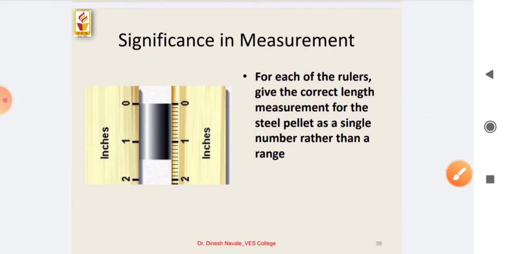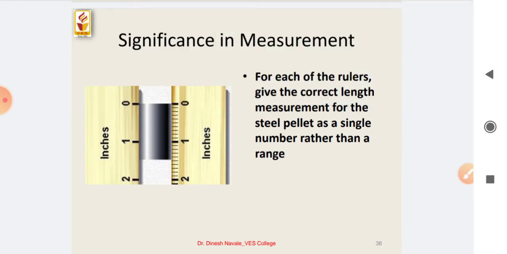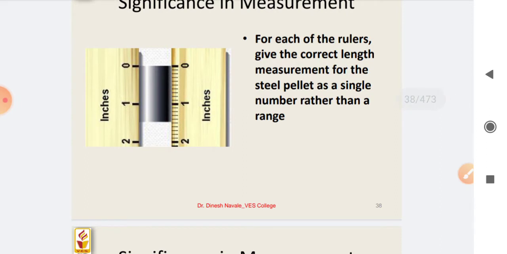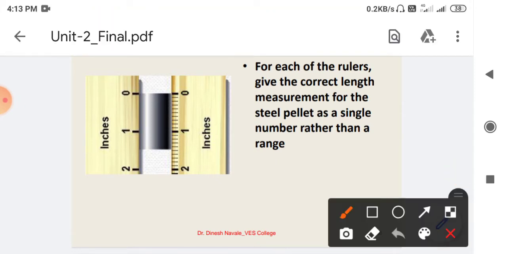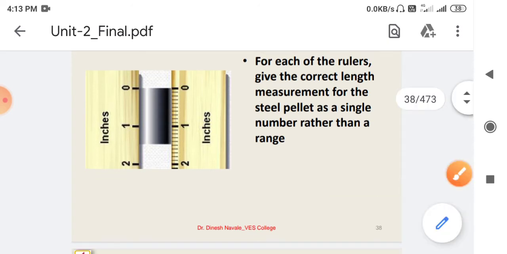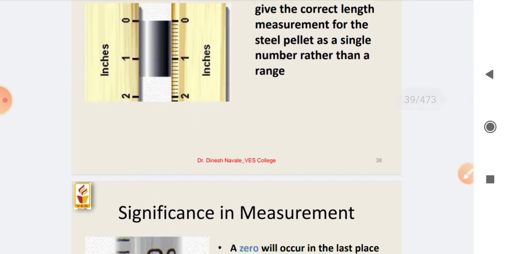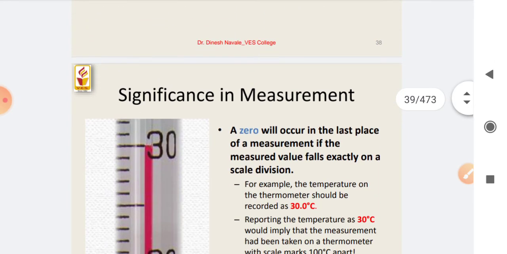Now consider another example. The next example is the correct length measurement for the steel pellets as a single number rather than a range. For this we need to estimate how long the steel pellet is. Here we can see that it is near 1.5 to 1.6 again, so it can be either 1.55 or 1.65. Approximately, we can see that it is 1.55 inches.